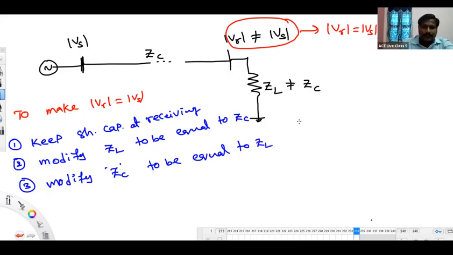The first one falls in the category of lumped compensation. The second one falls in the category of modifying the load itself. The third one falls in the category of distributed compensation. By providing distributed compensation, we are capable of varying the surge impedance of the transmission line to match the load impedance, in order to achieve a flat voltage profile.